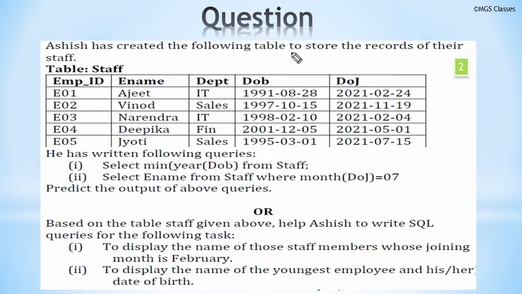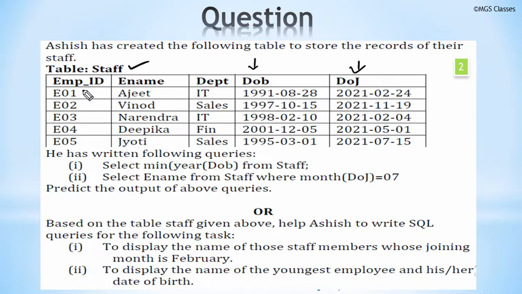Anis has created the following table to store the records of their staff. Anis is a student or maybe a person who has created this table named staff. It has certain column names: employee ID, employee name, department, date of birth and date of joining. There are 2 columns, remember this: date of birth and date of joining are different columns. Whenever there are 2 date columns, see them carefully.